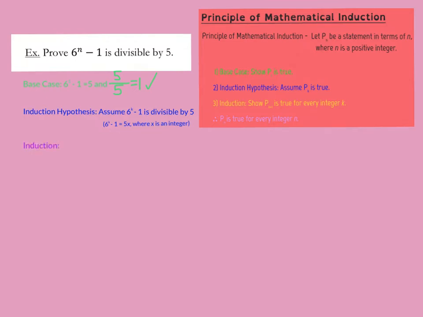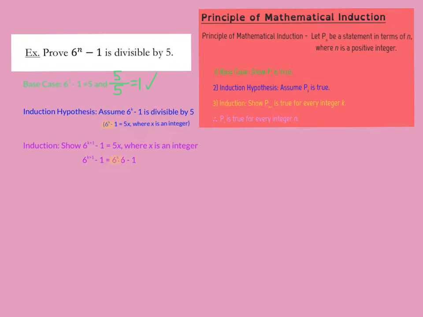So let's go ahead and move on to the actual proof by induction. This is where we want to be able to show that 6 to the power of k plus 1 minus 1 also equals 5x because we want it to be divisible by 5, where x is an integer. Well, by exponential rules, we can actually write the 6 to the power of k plus 1 as 6 to the power of k times 6. Remember, if the bases are the same, you can add the exponents, which means ultimately you can decompose this into 6 to the power of k and 6. So I'm going to do that to start out with.